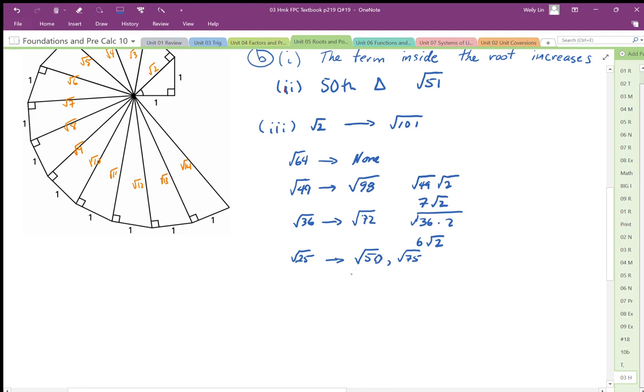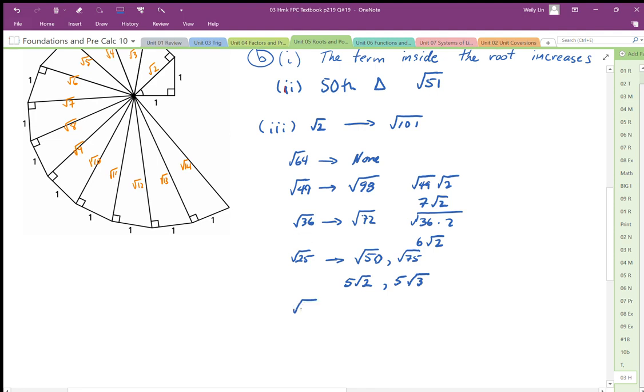So 50 then becomes, we take out the perfect square of 5, and we're left with a factor of 2. With 75, same thing, we take out the perfect square of 25, but we're left with a factor of 3, and that gives us the mixed radical parts.